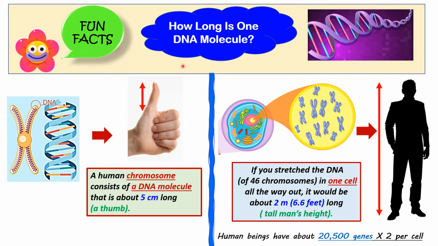So before we discuss the formation of chromosomes from DNA and proteins, let us find out some fun facts, which is how long is one DNA molecule? So if we look at one chromosome here, one strand of a chromosome, it contains a long DNA molecule. But how long is this DNA molecule that's coiled up inside this chromosome? So a human chromosome consists of a DNA molecule that is about 5 cm long, or the length of a thumb, the height of a thumb. So just look at your thumb.